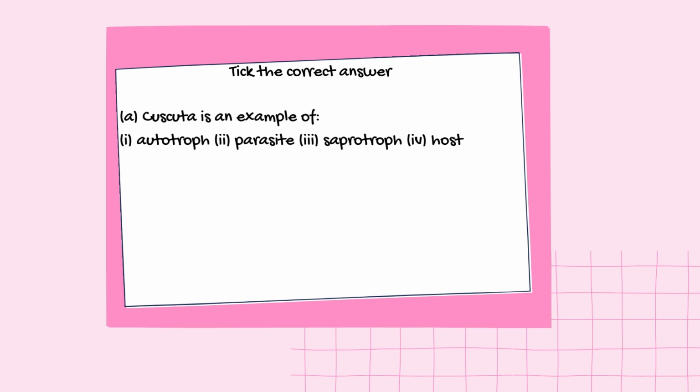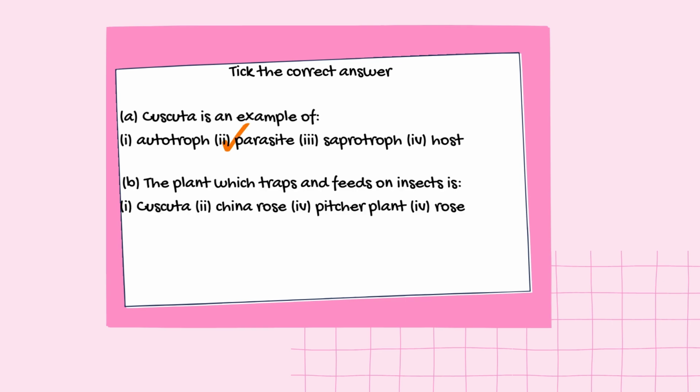Pick the correct answer. First one, Cuscuta is an example of: 1. Autotroph, 2. Parasite, 3. Saprotroph, 4. Host. The correct answer is 2, parasite. Next question, the plant which traps and feeds on insects is: 1. Cuscuta, 2. China rose, 3. Pitcher plant, 4. Rose. The correct answer is 3.